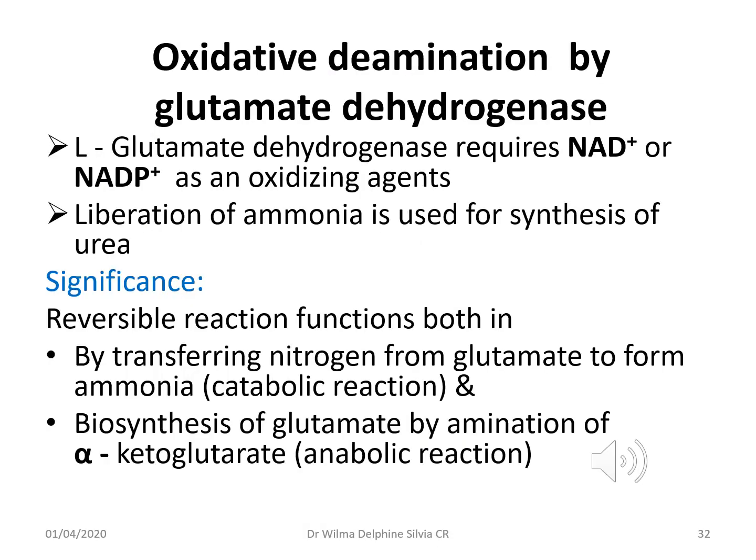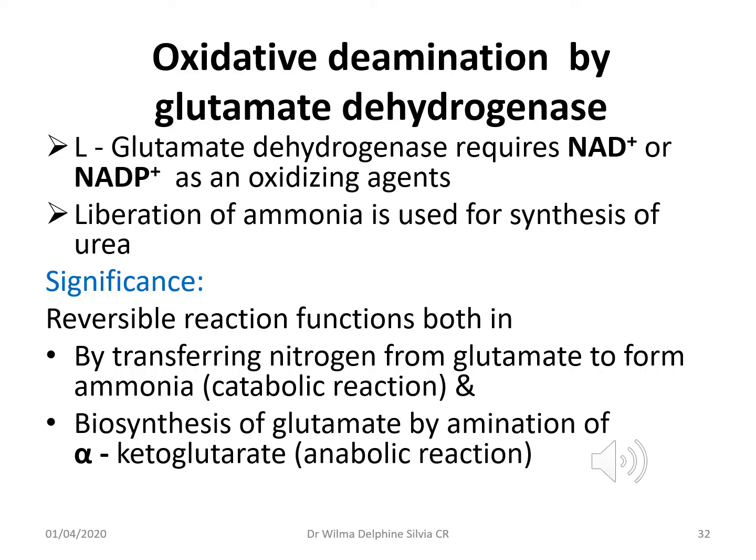Oxidative deamination by glutamate dehydrogenase requires either NAD plus or NADP plus as oxidizing agents. This mitochondrial reaction is reversible, occurs in most tissues but mostly in the liver. All amino acids are first transaminated to glutamate, which is then finally deaminated. Amino acids are deaminated at the rate of about 50 to 70 grams per day.